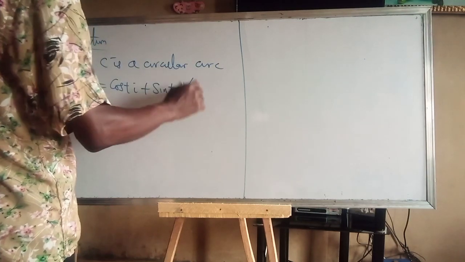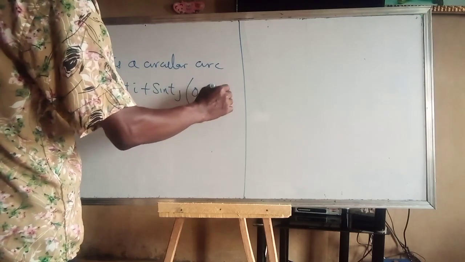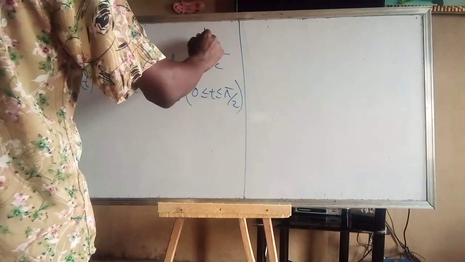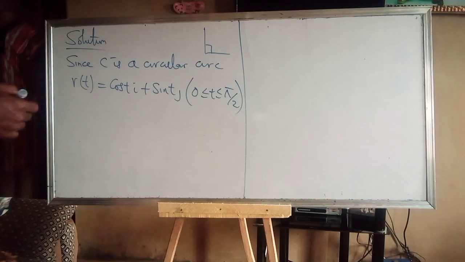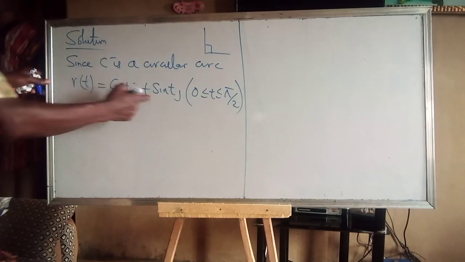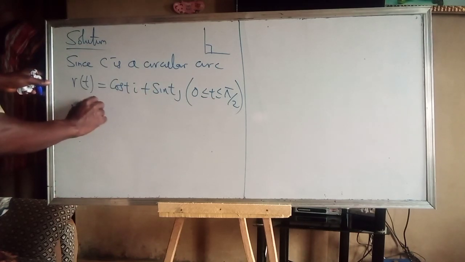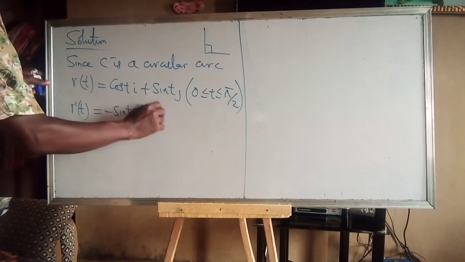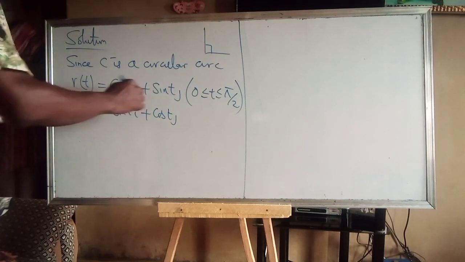So t is between 0 and pi over 2, because it's an arc and the arc covers 90 degrees. Pi over 2 is 90 degrees. Since r is continuous, it is a continuous function. So r prime of t, when we differentiate this, gives us minus sin t i plus cos t j.